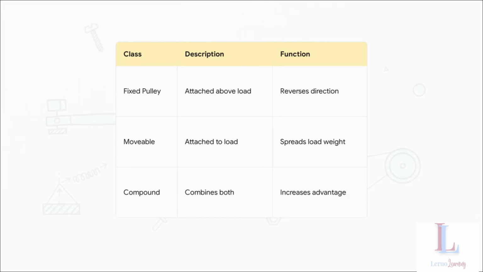Now listen up, because examiners absolutely love throwing multiple choice and column matching questions at you about these three classes. First up, the fixed pulley. It's attached to a support right above the load. It doesn't actually multiply your force, it simply reverses the direction of your pull, making it a bit more convenient. Then we have the movable pulley, which is physically attached right to the moving load itself. And finally, the compound pulley. This one mixes both types to give you a massive mechanical advantage.